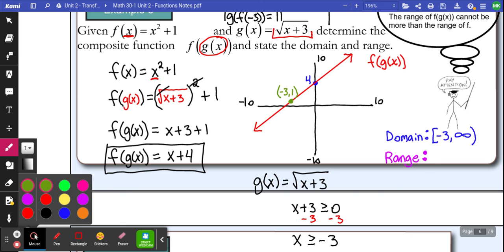Sorry, how do we know it's -3? If you use -3 for your x value, -3 plus 4 equals 1. That's why it's -3, 1. That means that the lowest my range ever goes would be 1. And then it can go up into infinity. You use your domain to figure out your range.